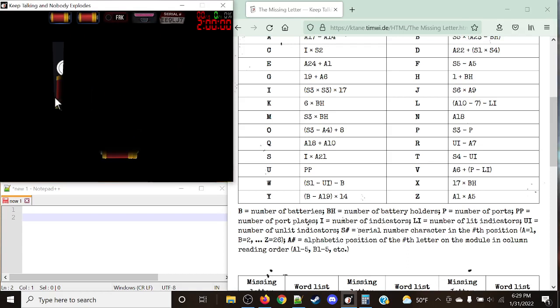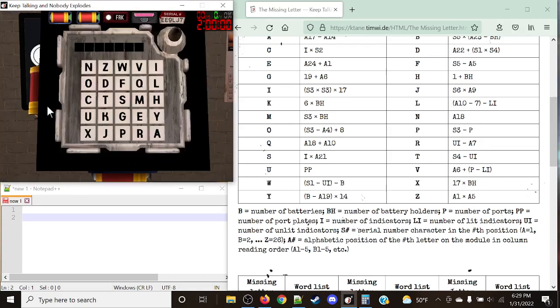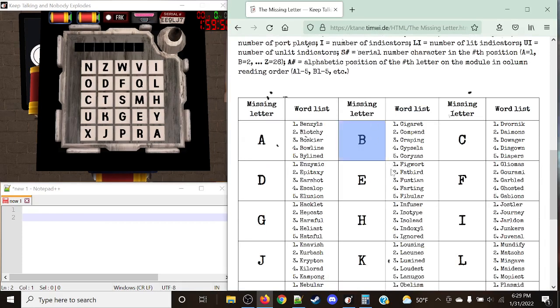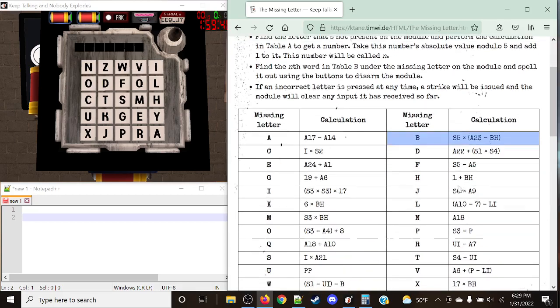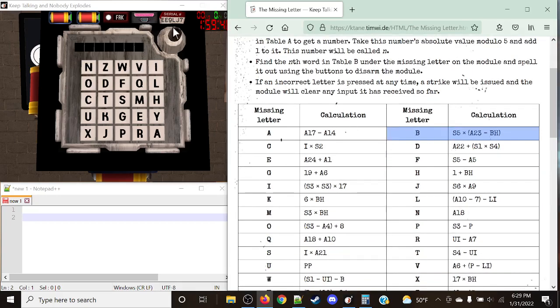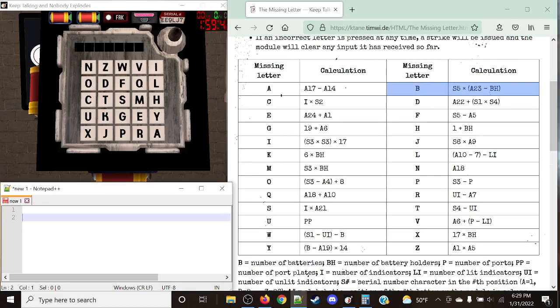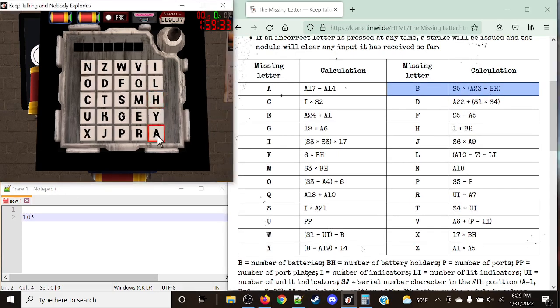It looks like B is actually a missing character here. I can already see there is no B present, so that's going to be B. So let's take a look at B, Bravo, and let's also highlight the missing letter down at the bottom. So the serial number in the 5th position, which is a Juliet, and it still wants you to use the alphanumeric positions. So it's going to be a 10, and we're going to multiply this by A23 minus the amount of battery holders we have present on the bottom. So A23 is going to be a hotel, because this is A25 right down here.